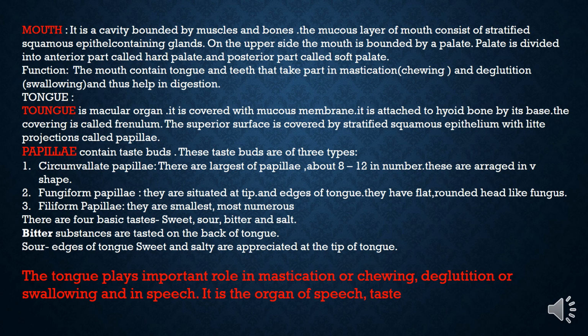So the tip has sweet and salty taste buds, sour is at the edges, okay, of the tongue, and at the back you have the bitter taste. The tongue plays an important role in mastication or chewing, deglutition or swallowing, and in speech. It is the organ of speech and taste.